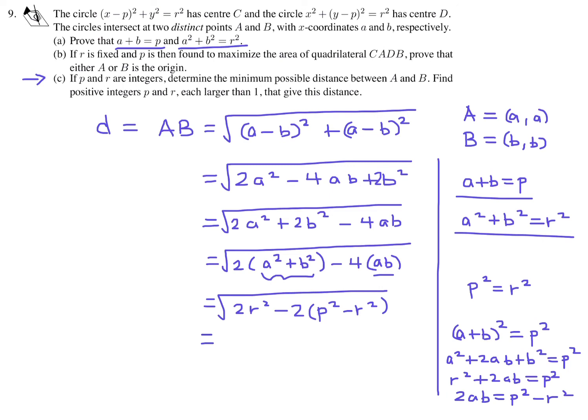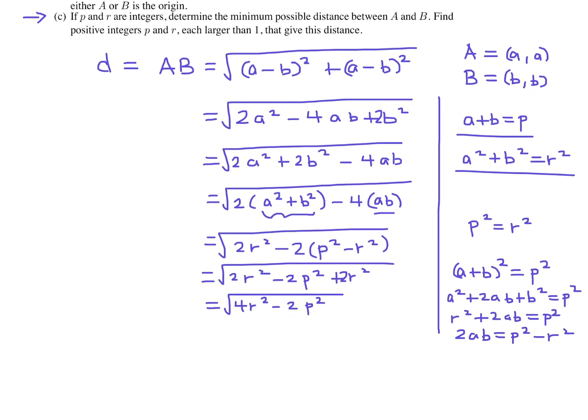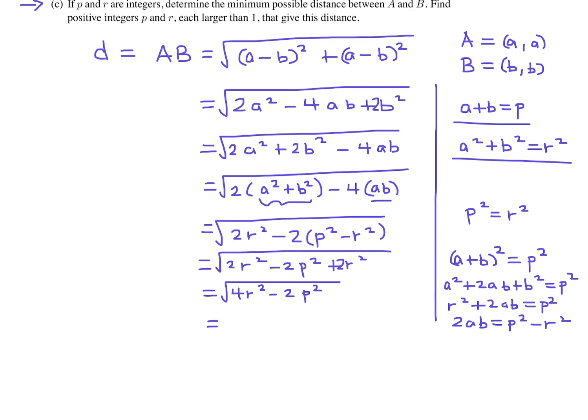Okay? And then if I simplify this, this is going to give me 2r squared minus 2p squared plus 2r squared. So this becomes 4r squared minus 2p squared. And if I factor out a 2, I'll just have a root 2 out there, and this will be the square root of 2r squared minus p squared, all under the square root sign. And this is my distance of AB.